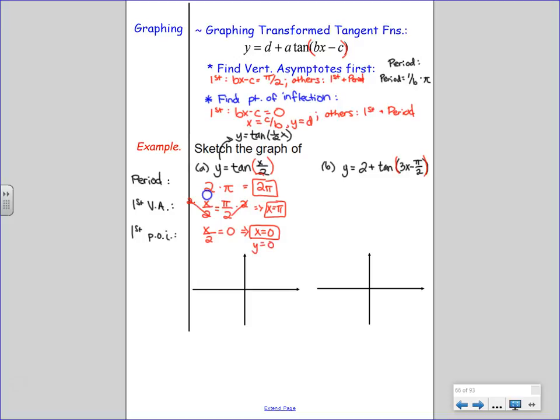Also, however, is y going to be 0 in this one? No. Okay, so I know I have a point. What else can I put on my graph? Go up. Dotted line. Where? Pi. Pi.